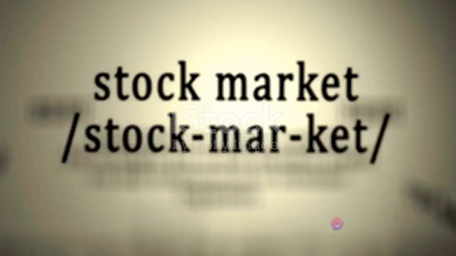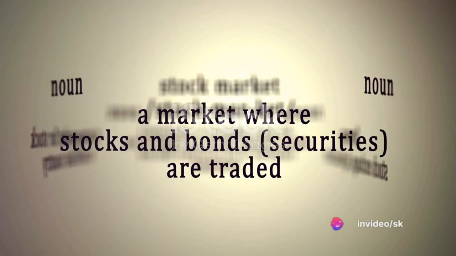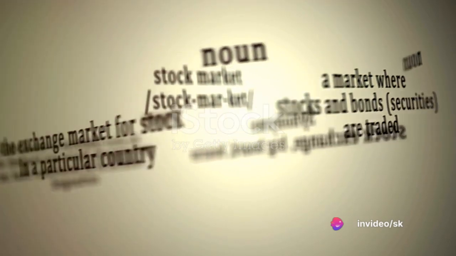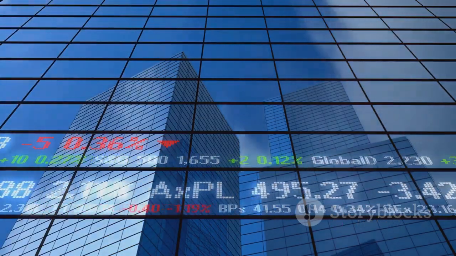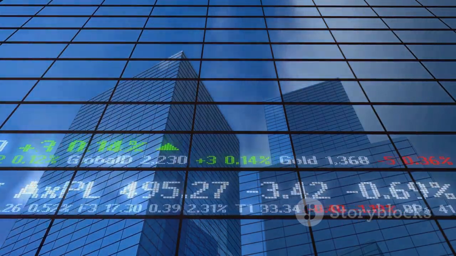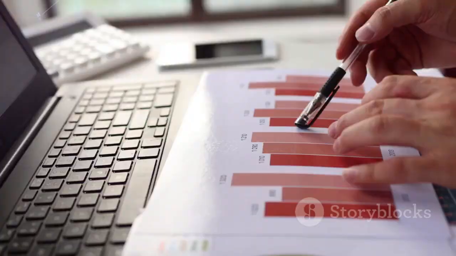Bid and ask. The bid is what buyers offer to pay for a stock, and the ask is what sellers will take. Broker. A broker is a person or a company that acts as an intermediary between buyers and sellers of stocks.